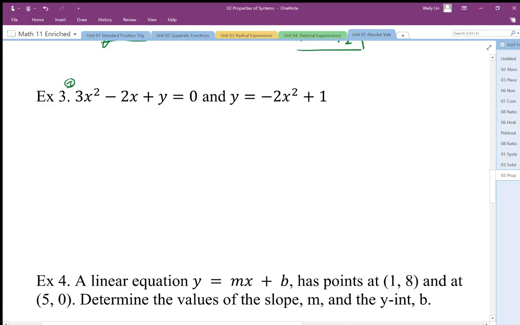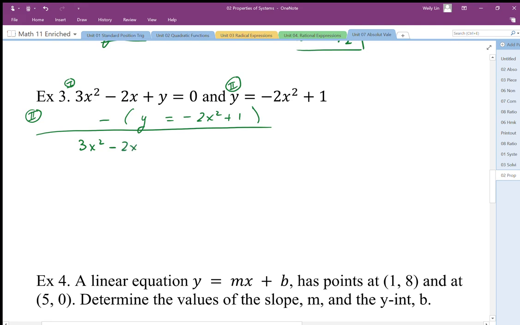So I'm going to call that equation 1. Call that equation 2. I'm going to take equation 2, y equals negative 2x squared plus 1, and I'm going to subtract that equation. So I end up with 3x squared minus 2x plus y minus y cancels out. I have 0 minus 2x squared, so that's plus 2x squared. And then minus 1 minus positive 1, so I get minus 1. So here now I've eliminated the y variable.